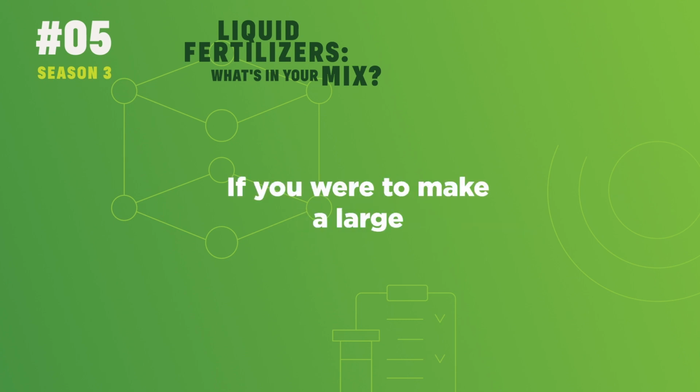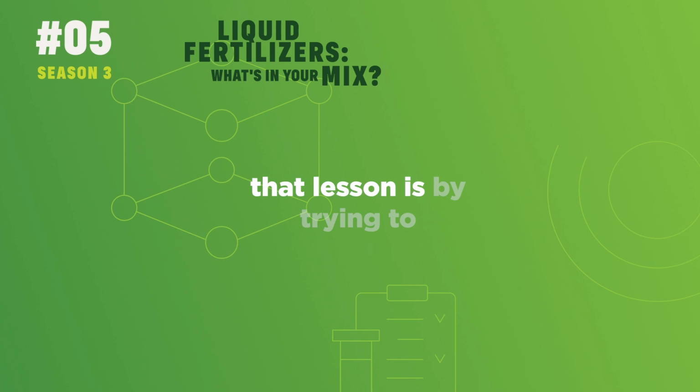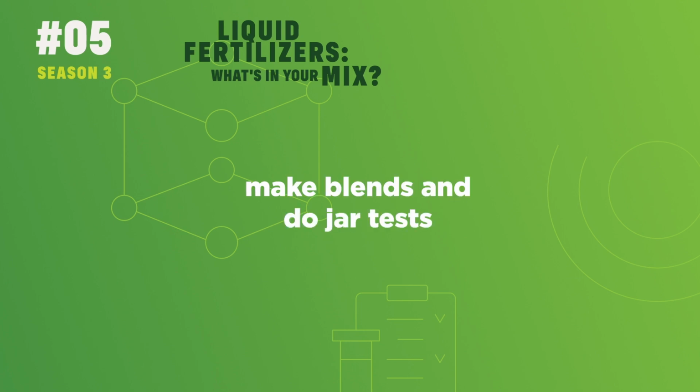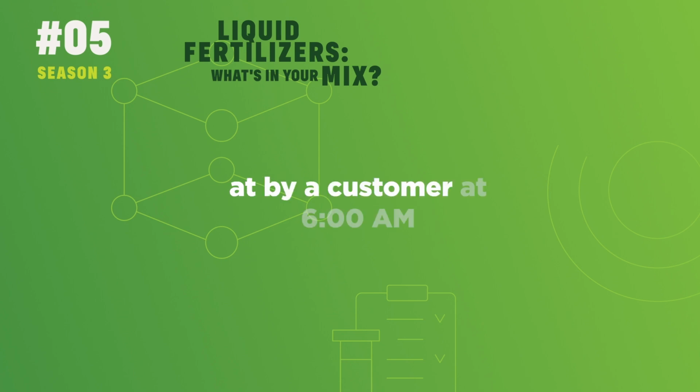If you were to make a large batch, a 1,000-gallon tank of that stuff, you're going to have a huge headache on your hands, and that's something you really want to avoid. One of the ways to learn that lesson is by trying to make blends and do jar tests and learn absolutely what doesn't go together and what's going to get you hollered at by a customer at 6 a.m. in the morning when they go to use the blend.